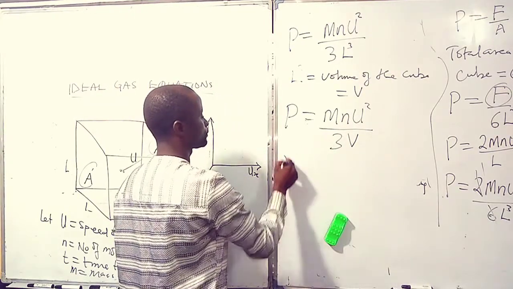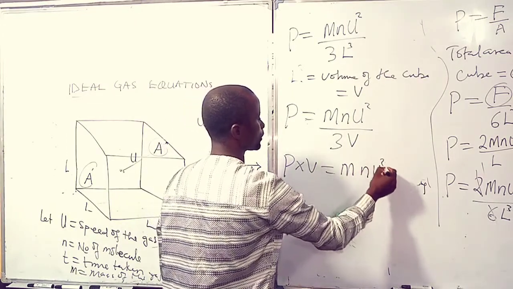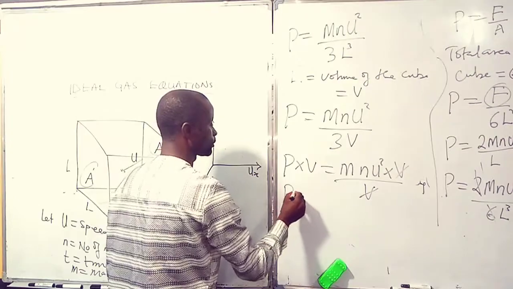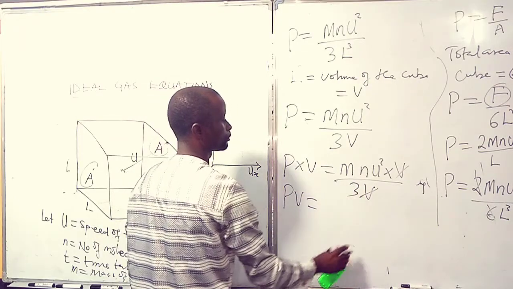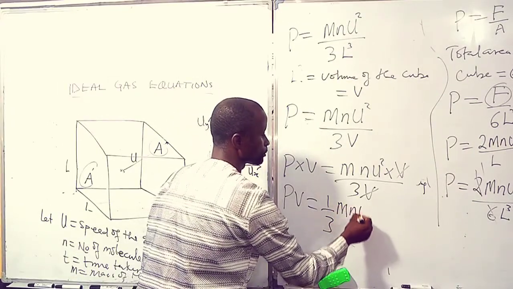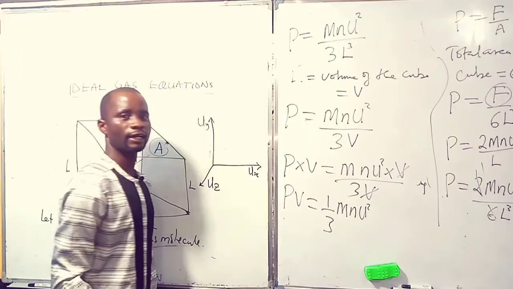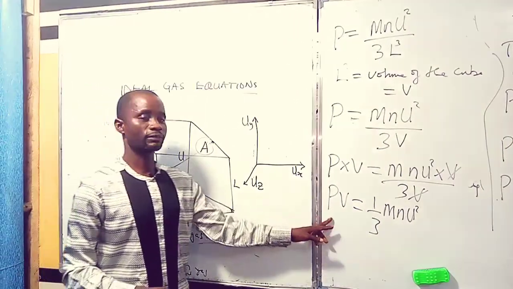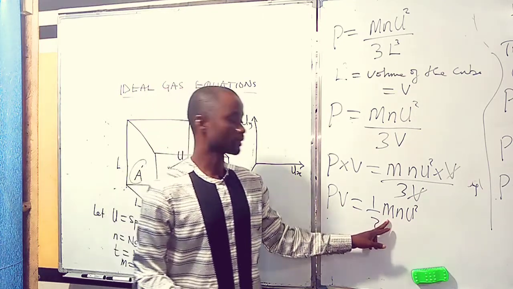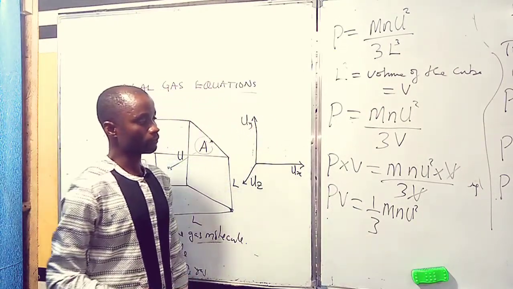V. That's P times V equal to m n u square times V all over V. V goes with V, and then you have PV equal to 1 over 3 m n u square. That's the equation of the gas, where P represents the pressure, V represents the volume of the gas, m represents the mass of the gas, n represents the number of molecules, while u represents what? Root mean square velocity.